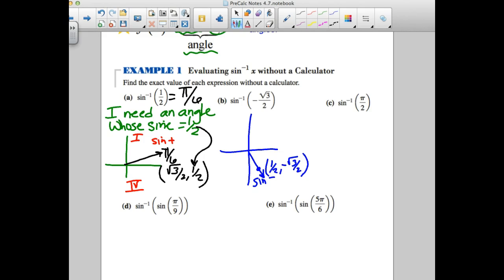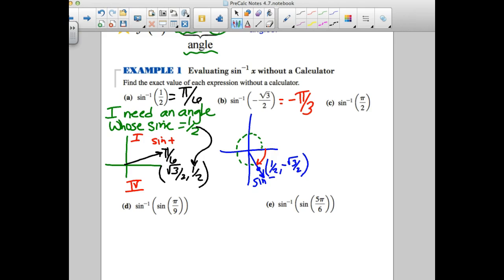But be careful, because we cannot go from here all the way around to there, because arc sine is only defined on the right side in quadrants 1 and 4. So to get there, I'm going to have to simply go in a negative direction down there. So that was a reference angle of π/3. My answer is going to be -π/3.